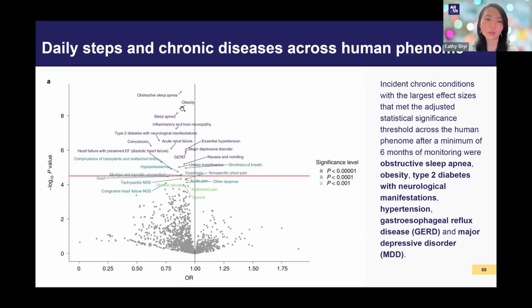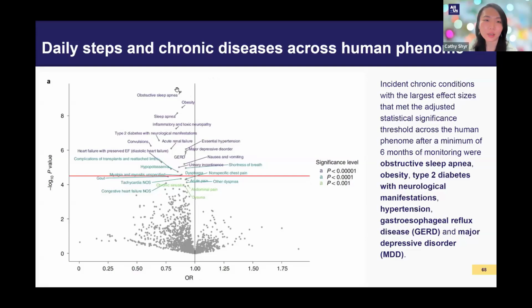Now, each dot or data point that you see on this plot corresponds to a different phenotype or phe code. Everything that is labeled here is color coded according to its level of statistical significance. The horizontal red line here represents the Bonferroni significance threshold. The higher the point lies, the more statistically significant the result is. The vertical line that you see here, an odds ratio of 1, means that there is no association between step count and the corresponding phenotype.